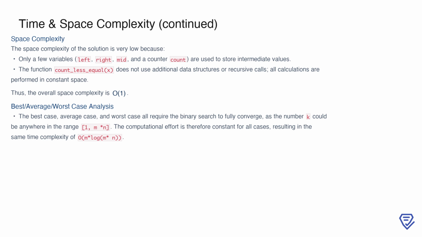Additionally, when we analyze the best, average, and worst cases, the computational effort remains the same. Regardless of the position of k within the range, the binary search must fully converge to pinpoint the kth smallest value. This means the time complexity remains consistent at O(m*log(m*n)) across all scenarios.